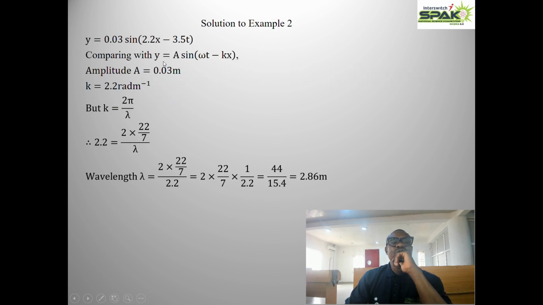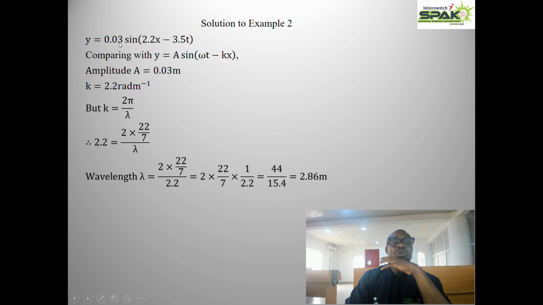Okay, the first thing you need to do is to write out the formula, the equation that tallies with the given one. And the equation is what? y equals A sine of (angular velocity times time minus kx). So what I simply need to do is just to compare, to match. If I'm asked the amplitude, this is the amplitude here. I just match with this.